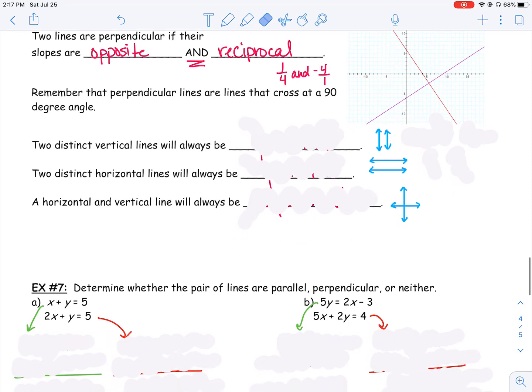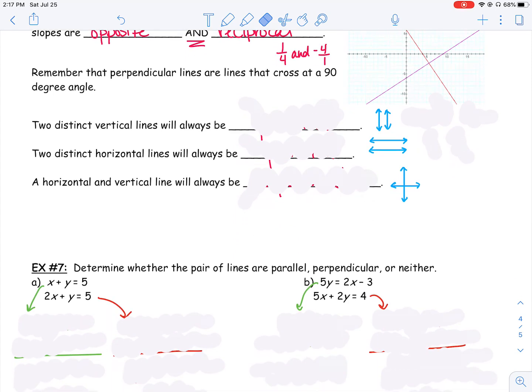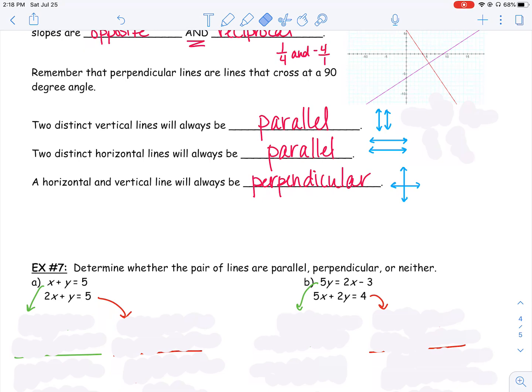All right, let's think of two vertical lines. Imagine two vertical lines. Well, two vertical lines are going to be parallel to each other, right? Always. Or two horizontal lines. Two horizontal lines are also going to be parallel to each other. Well, if you think about a vertical line and a horizontal line, they're always going to be perpendicular.